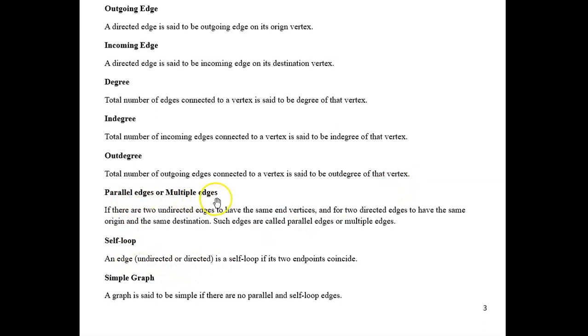Parallel edges or multiple edges. If two undirected edges have the same end vertices, and two directed edges have the same origin and the same destination, such edges are called parallel edges or multiple edges. Self loop. An edge is a self loop if its two endpoints coincide. Simple graph. A graph is said to be simple if there are no parallel and self loop edges.